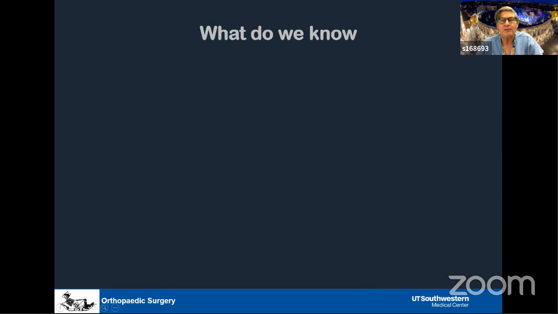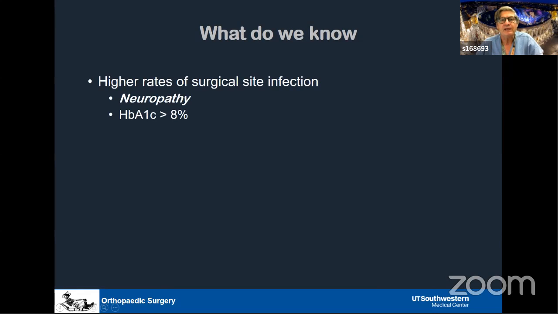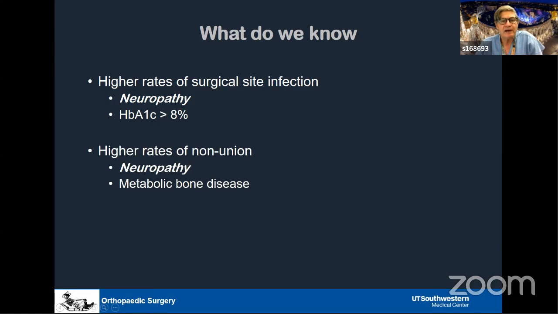So what do we know about reconstruction? We know that patients with Charcot have higher rates of surgical site infection. And there are two things that I've learned in my experience that we've published in the Journal of Bone and Joint Surgery, that the presence of neuropathy and a hemoglobin A1C increase those rates. We also know that there's higher rates of non-union. And again, neuropathy and metabolic bone disease if we have bone that's not normal. And finally, we have higher rates of hardware failure, which is largely due to neuropathy.